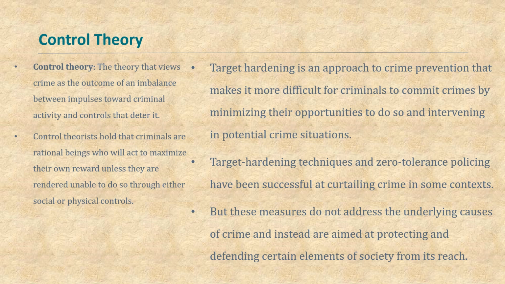The conflict theory views crime as the outcome of an imbalance between impulses toward criminal activity and controls that deter it. It holds that criminals are rational beings who will act to maximize their own reward unless they are rendered unable to do so through their social or physical control.